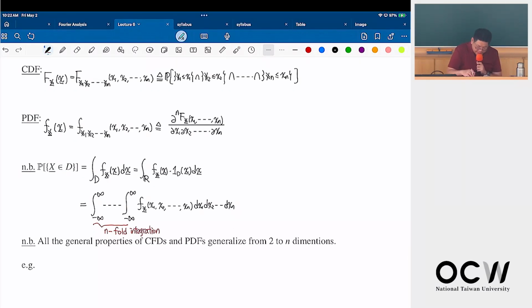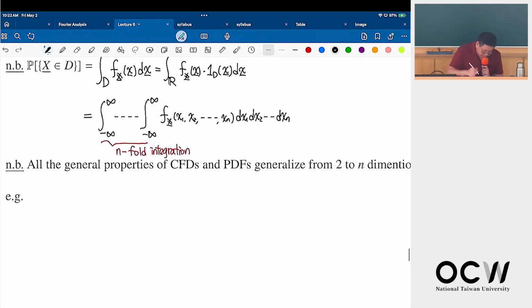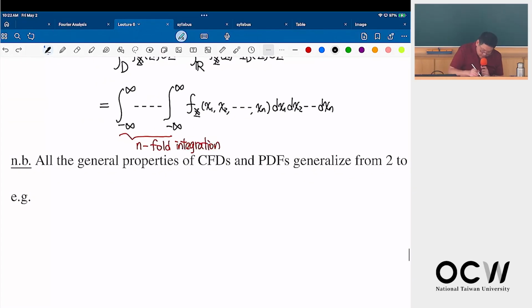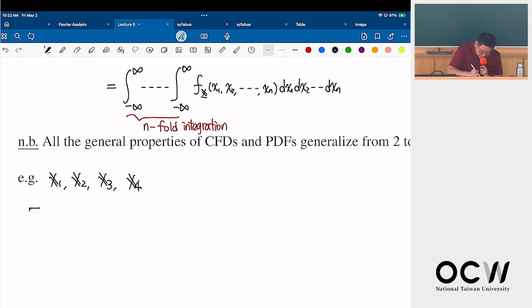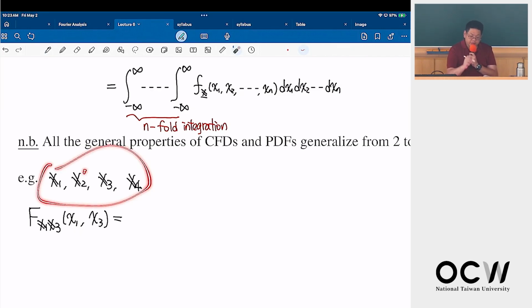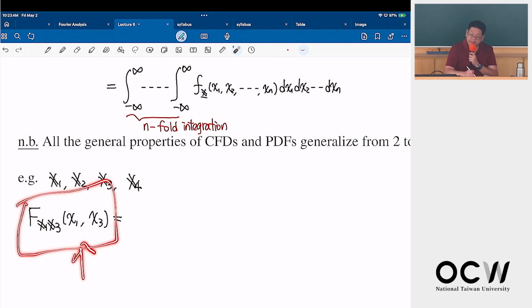If I have 4 random variables, x1, x2, x3, and x4. So first, what is the PDF or joint CDF of x1, x3? I have 4 random variables, and I have a joint CDF for x1 to x4. But then what is the joint CDF of x1 and x3?